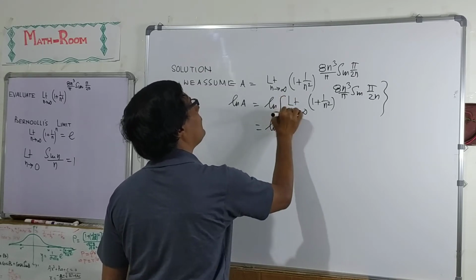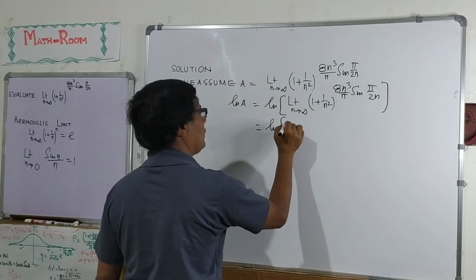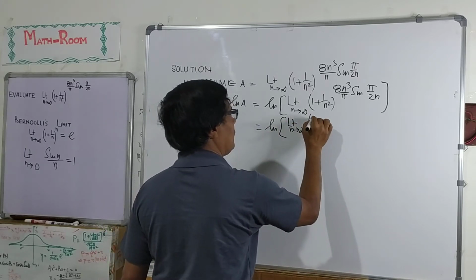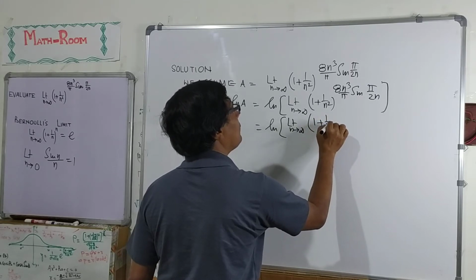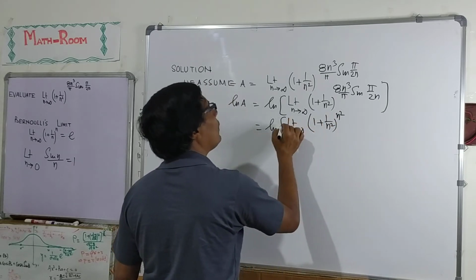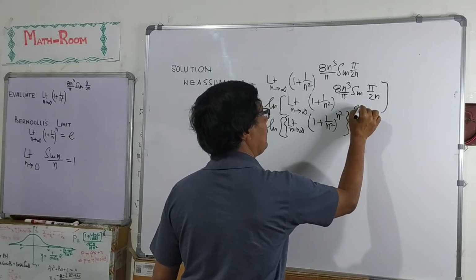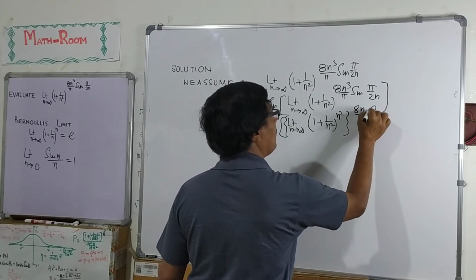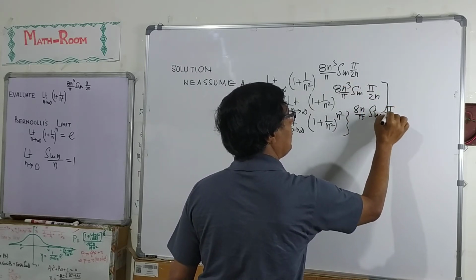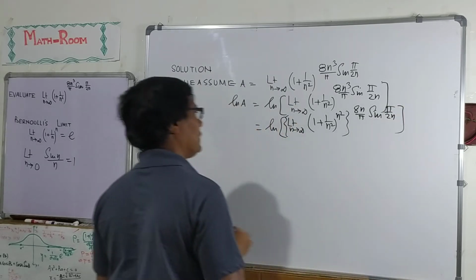We can use third bracket: limit n tends to infinity of [(1 plus 1 over n square) to the power n square] to the power 8n over pi sin pi over 2n. Third bracket is ended.